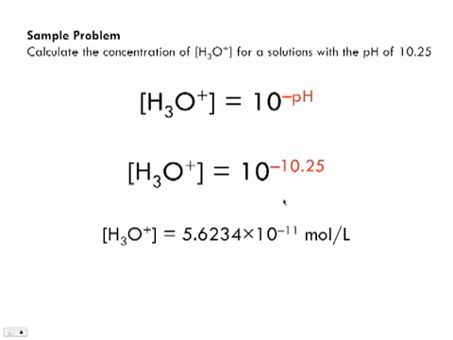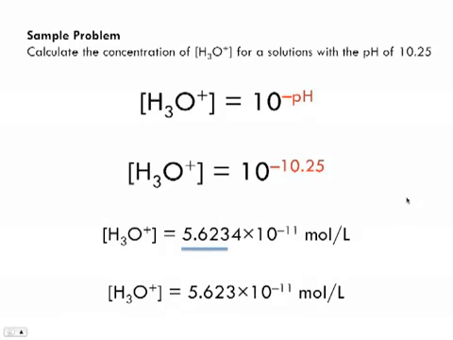So the question has four significant digits, so we want the 5.623. We look at the number immediately following that, and it doesn't change anything. So the answer for this question becomes 5.623 times 10 to the power of negative 11 moles per liter.